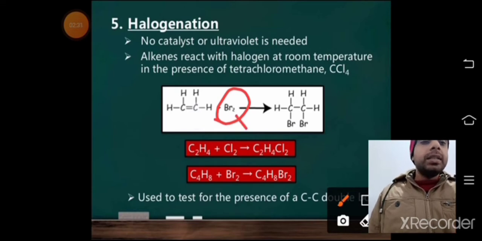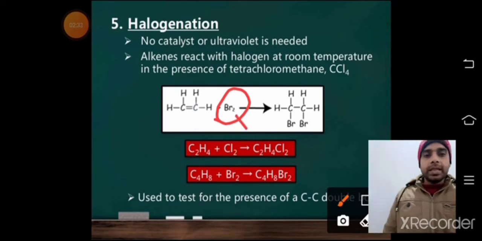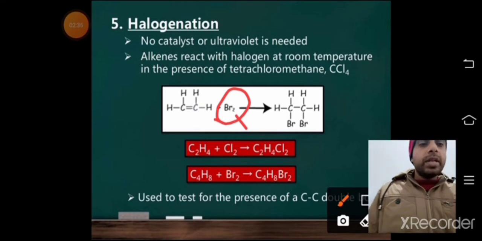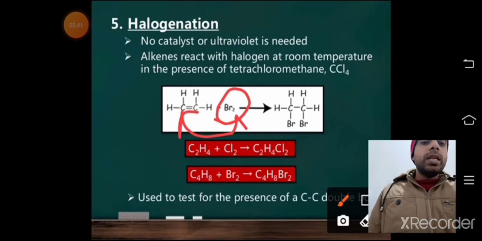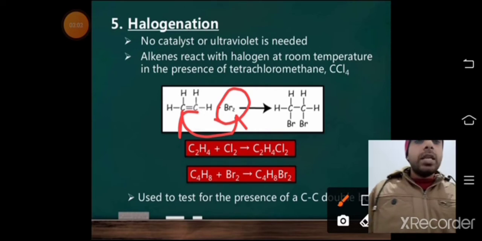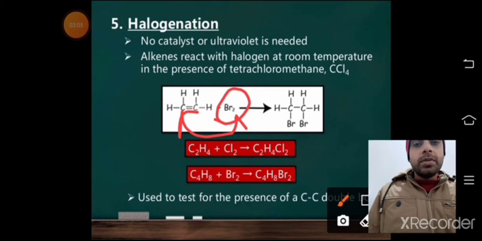Bromine has a red orange color, and if you add this red orange color to an unsaturated hydrocarbon, after some time you will find that the bromine color disappears. If it does so, that means bromine has detected that unsaturation is present in the organic compound. So this is also a test to detect whether saturation or unsaturation is present or not.